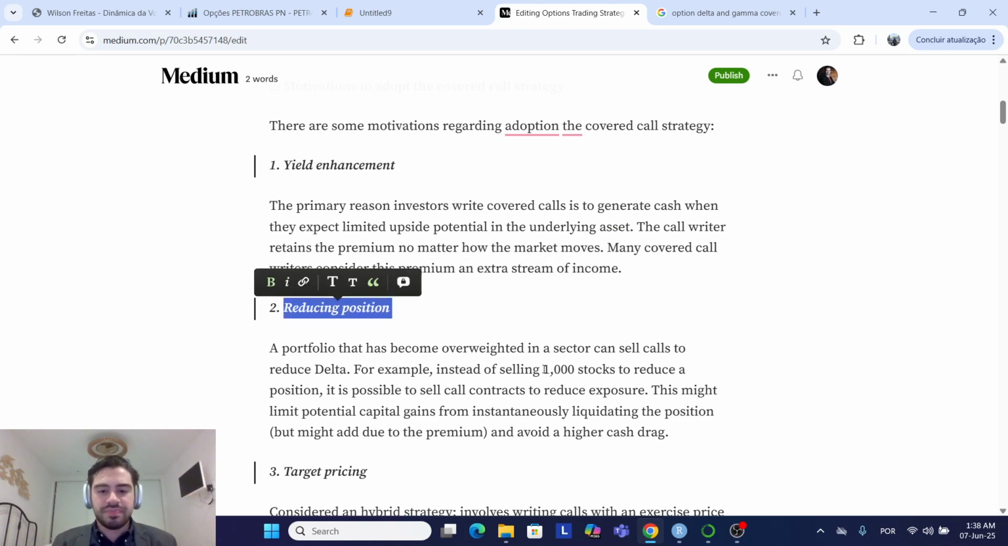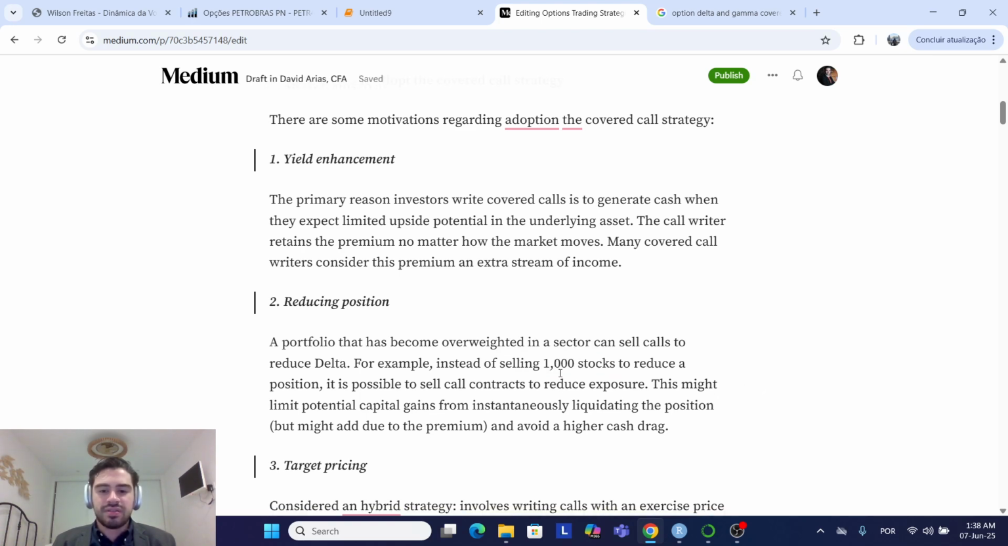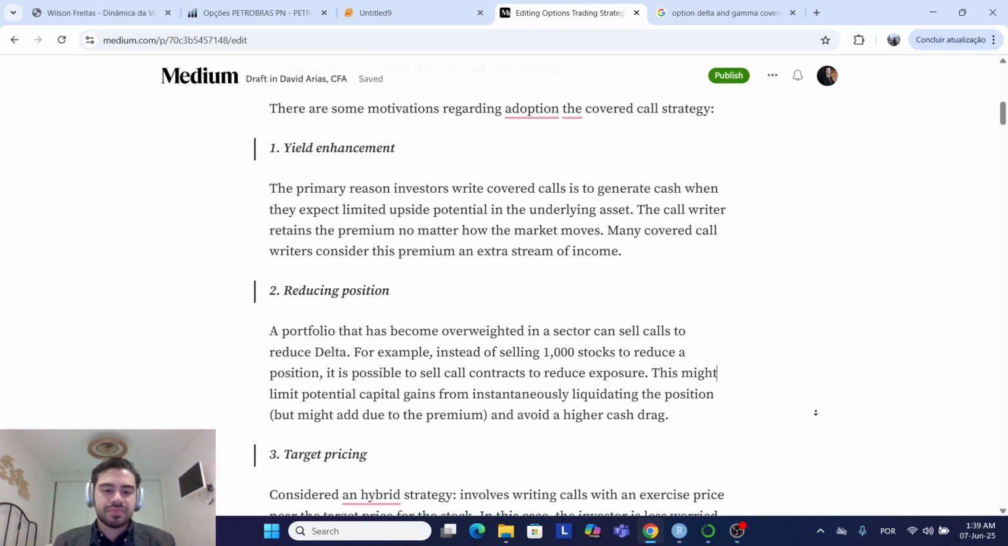So imagine a portfolio with 1,000 stocks and they want to reduce this position. So instead of selling the stocks and potentially triggering a high capital gain, they can just sell calls. And even though they can still get capital gain, it can be less and can also be a way to avoid a high cash drag.